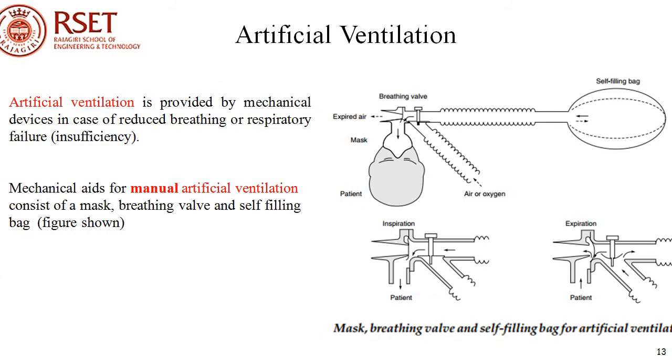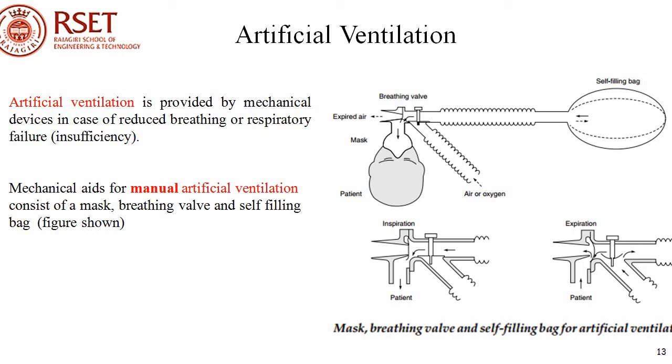Artificial ventilation is provided by mechanical devices in case of reduced breathing or respiratory failure. These devices supply enough oxygen and eliminate the right amount of carbon dioxide, maintain the desired arterial partial pressure of carbon dioxide and the desired arterial oxygen tension.